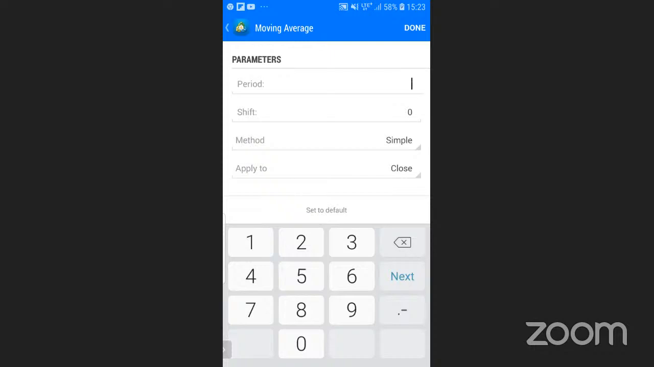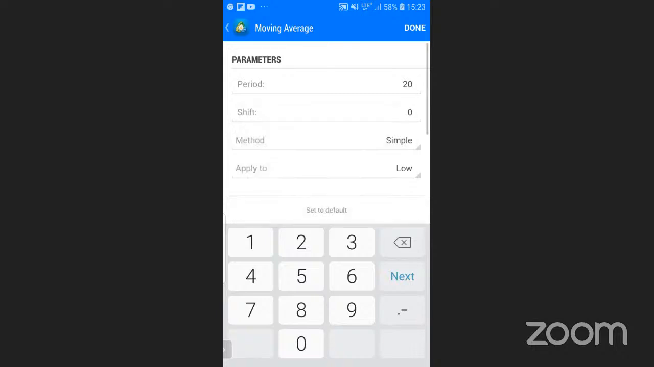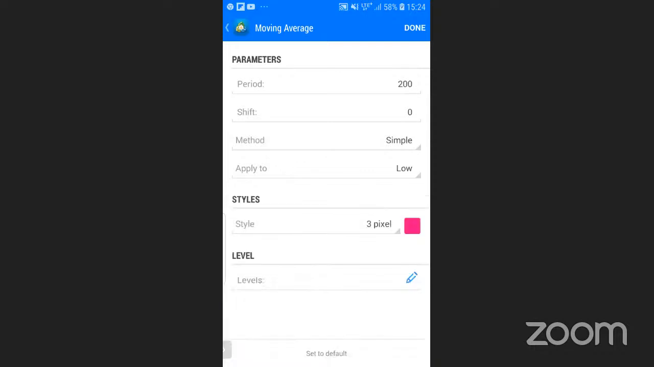So I'm choosing period 200. Okay. Now shift. You don't need anything on shift. It's 0. Method. I'm using a simple moving average. Simple, exponential, smoothed, linear. I'm using simple. I will tell you the difference between a simple moving average and an exponential moving average. But for now, I'm choosing simple. Remember, period is 200, simple.